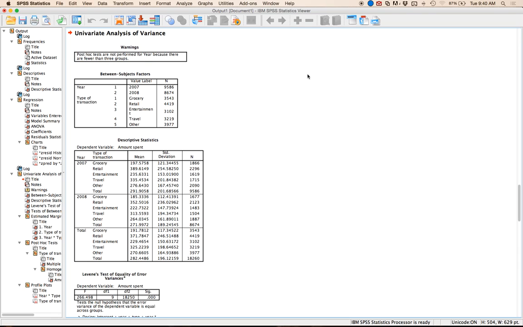Alright, so first thing it did was it gave me a warning. It said post-hoc tests are not performed for year because there are fewer than 3 groups. Okay. Essentially that means that when there are only 2 levels, it does not want to run the post-hoc for you because it's basically like, hey, you're not supposed to do that. So when you run an ANOVA on only 2 levels, it is a t-test. So you don't have to repeat and do it again.